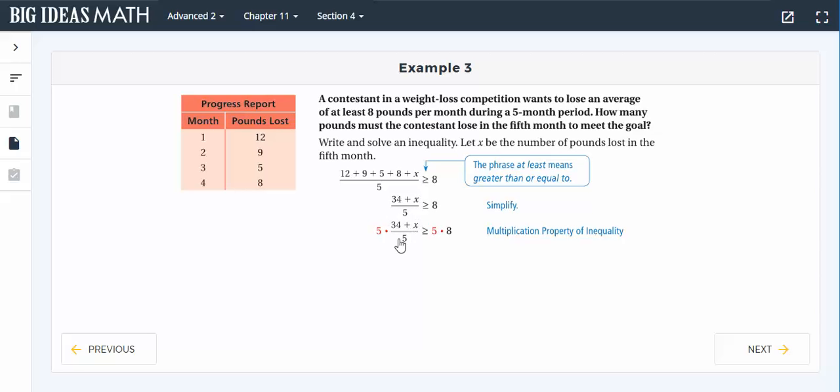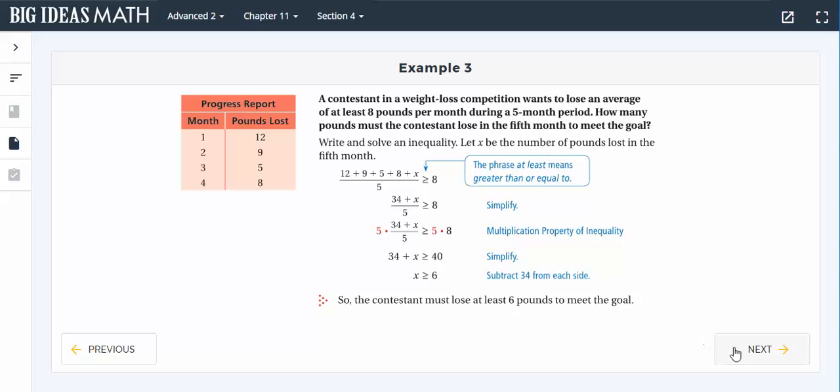Then at this point, we would multiply first because this is all together up here. So you multiply first so that the 5's can cancel, and we have the 34 plus x at the top still, greater than or equal to 40. And now we can take away this 34 because we're adding it to x. We'll subtract it on both sides. So x is greater than or equal to 6. So the contestant must lose at least 6 pounds to meet the goal.